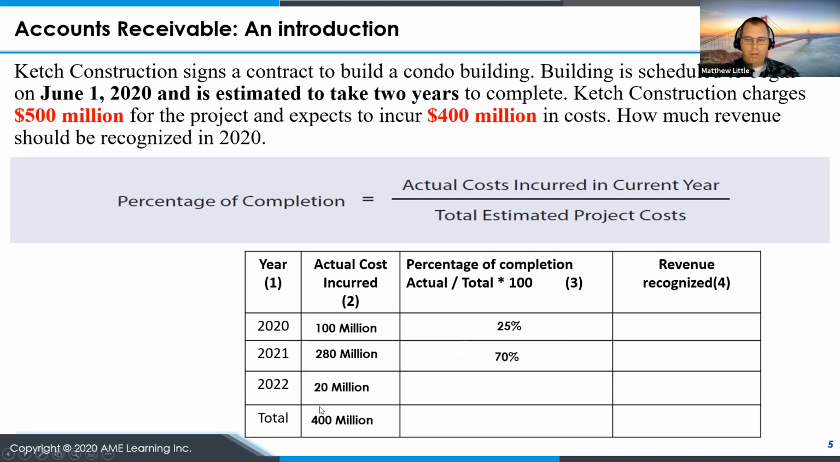Similarly, year 2, we'll have 70%. And in year 3, 5%. So that totals 100% of total costs over the 3 calendar years. We'll look at the revenue recognized. We have $500 million to earn over the project period, and we'll apply that to the percentages calculated. So in 2020, we'll earn 25% of the $500 million, which is $125 million. Second year, similarly, 70% of the 500 for $350 million. And then 5% in the third year of the 500, or $25 million in earned revenue for 2022.